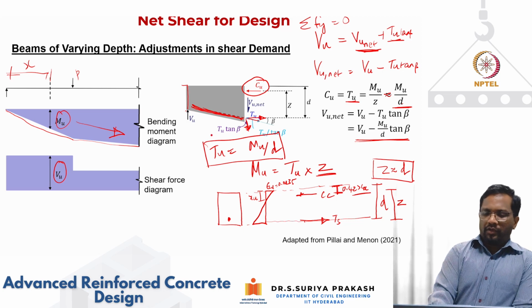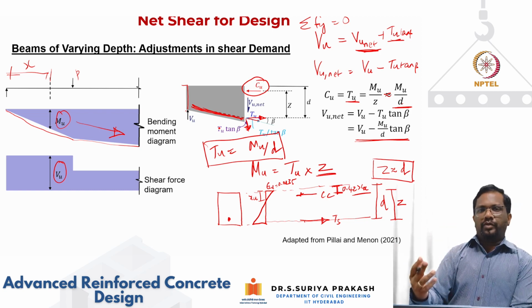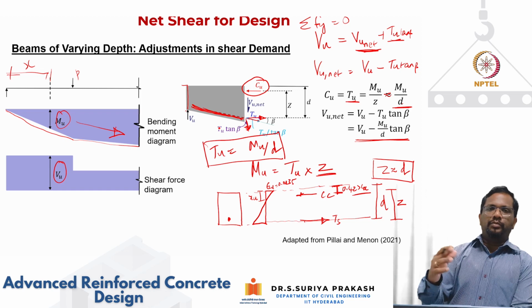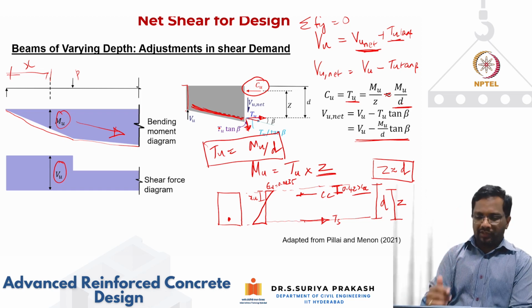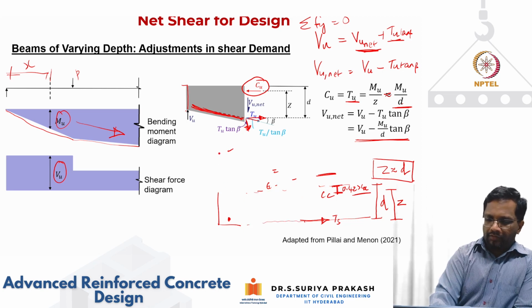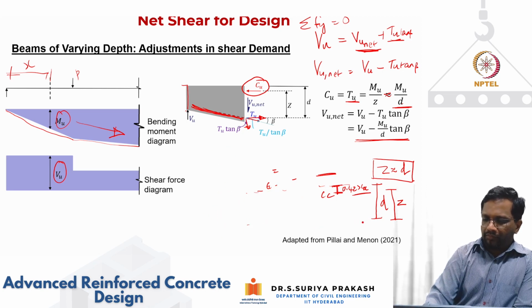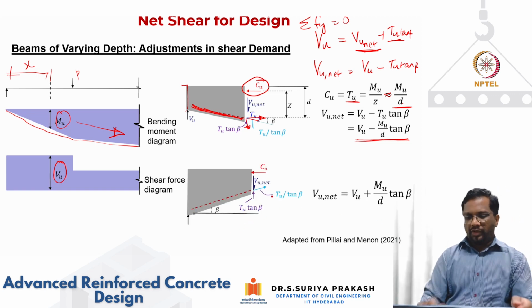But if your depth is reducing in the direction of bending moment increase, which is also not correct, because we want to maximize the lever arm, but for some reason if you end up in that kind of situation, then you have to account for that increase in your shear demand. Okay, so that is what we are going to see in the next case. So let me erase this. All right, so let's look at the next case.